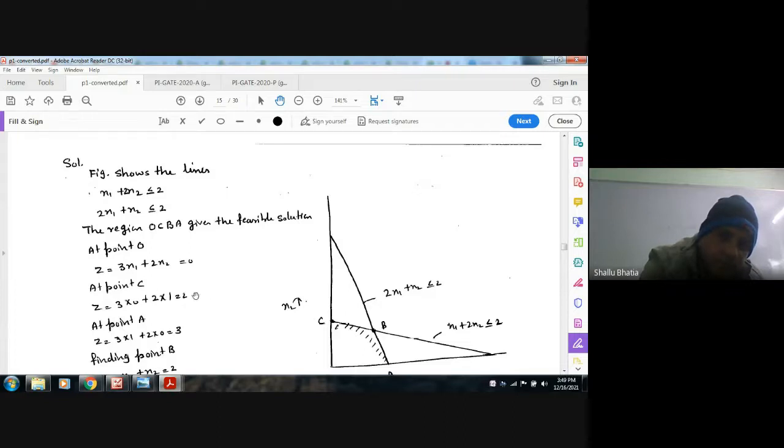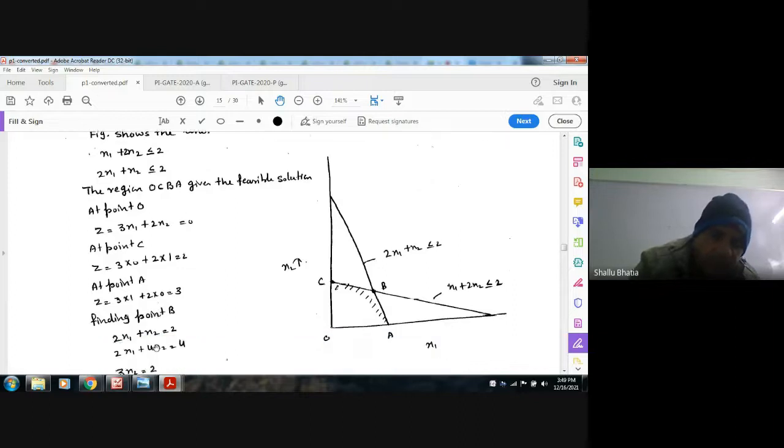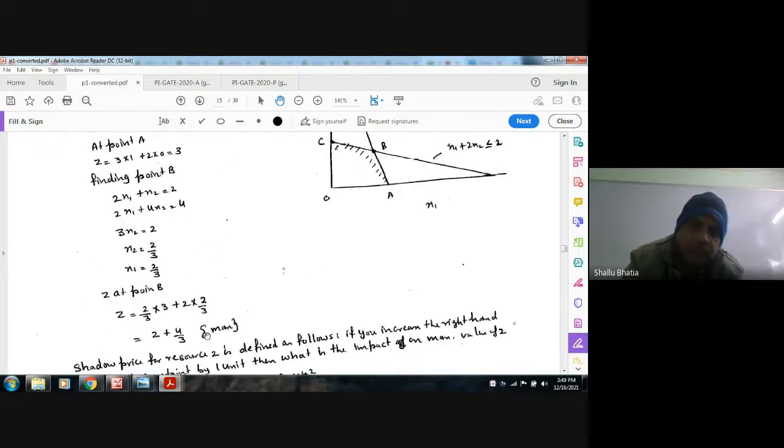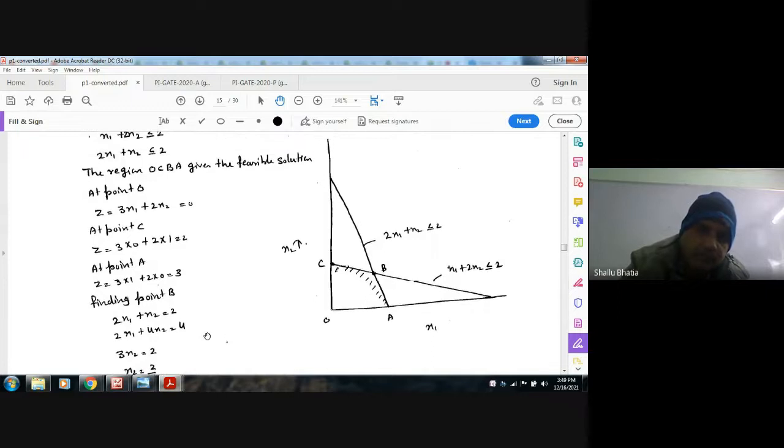At point C, Z is 2, at point A, Z is 3, and at point B, first of all find out the point B by solving these two equations. So the point B is x1 is 2 by 3 and x2 is 2 by 3. So at point B, Z is 2 plus 4 by 3, that is the maximum value. So Z is maximum at B.